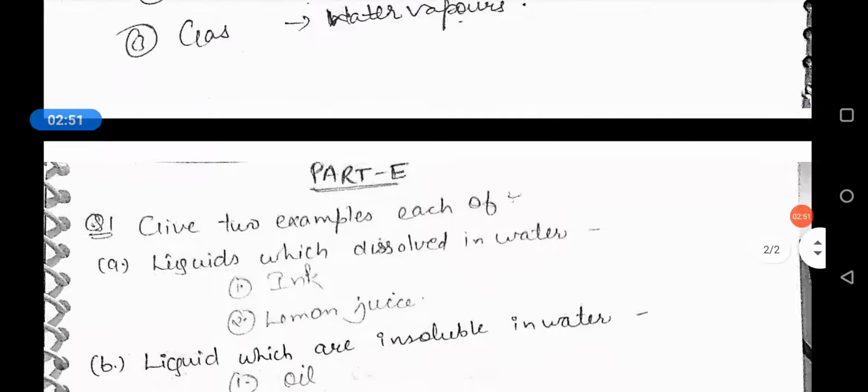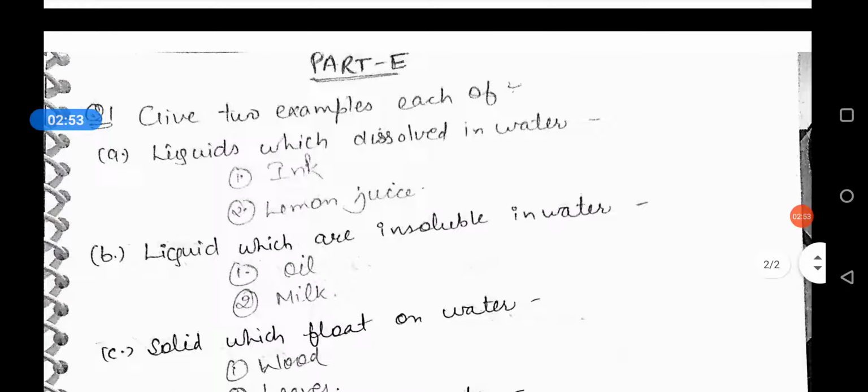Next is part E, question number 1. Give 2 examples of each. Part A is liquids which dissolve in water. So we all know ink, yes, it gets dissolved. Lemon juice also gets dissolved in water.